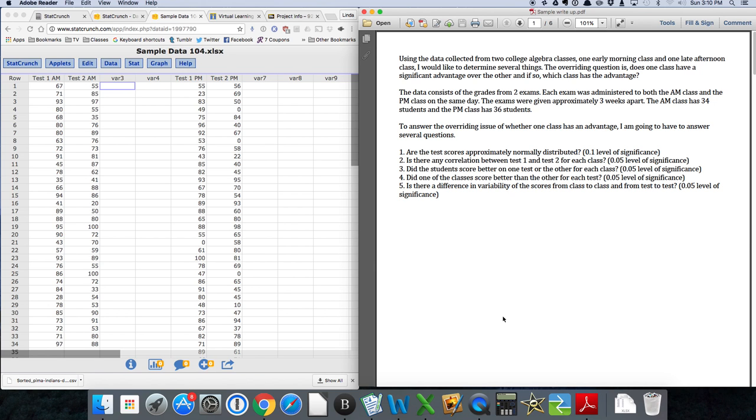So the second question is, is there any correlation between the 2 tests for each class? It would be interesting to know if students who did well on the first test did well on the second, or if students who did well on the first test did poorly on the second, if students who did poorly on the first did better on the second, so things like that, with an alpha of 0.05. So I'm going to use an alpha of 0.05 for the remainder of this.